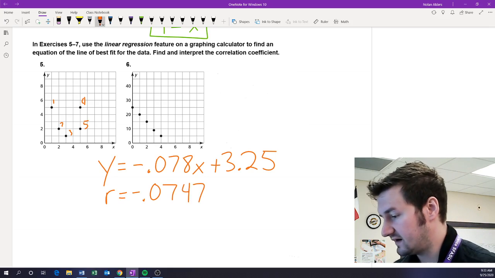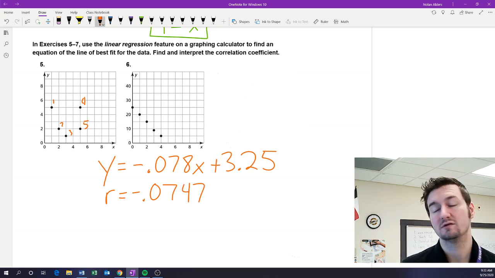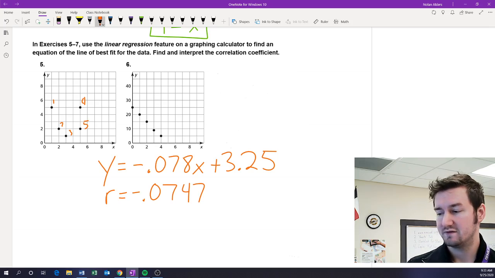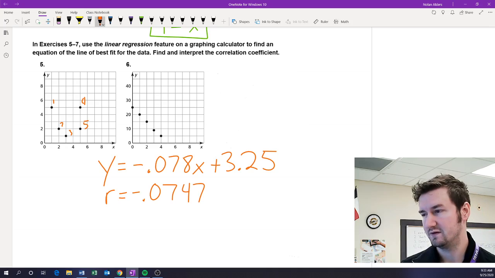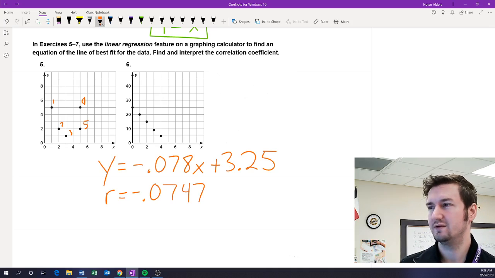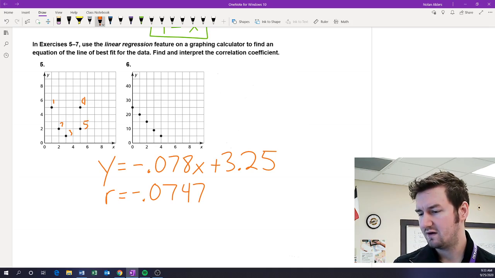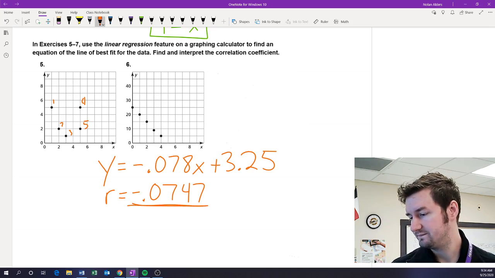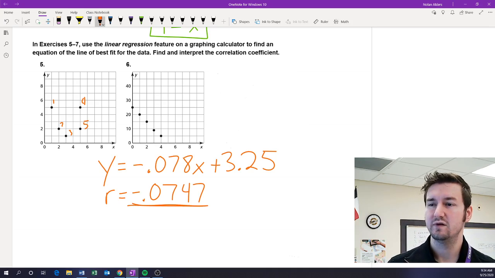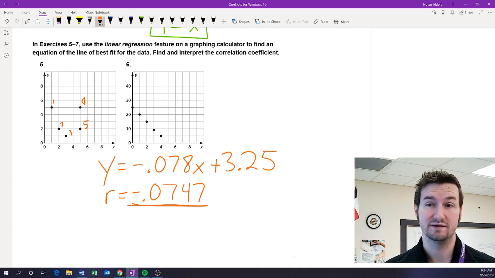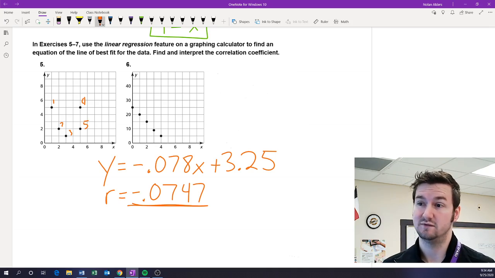0.0747. Now I will say the closer that number is to 1, the better this fits an actual linear system. This number is actually very far away from 1. So if we're really close, like if you did number 6, you would get something like 0.99 or 0.98. For this one, our R value is so low that we would say that this system, or this function, does not represent a linear function, at least not very well.